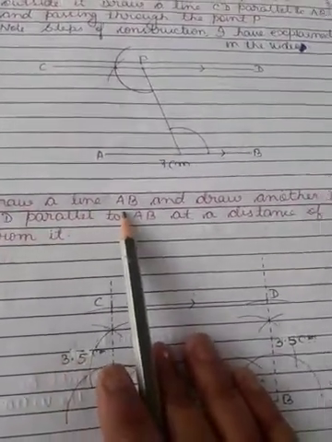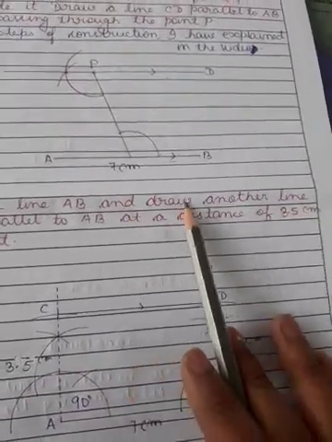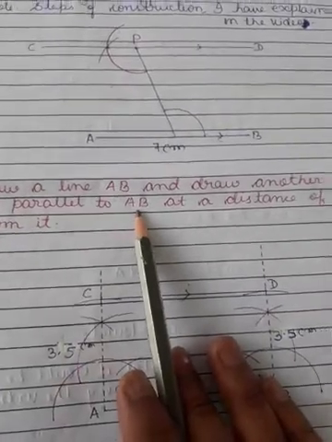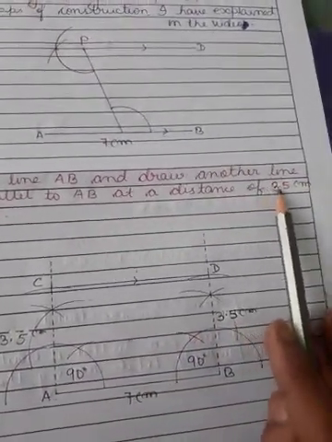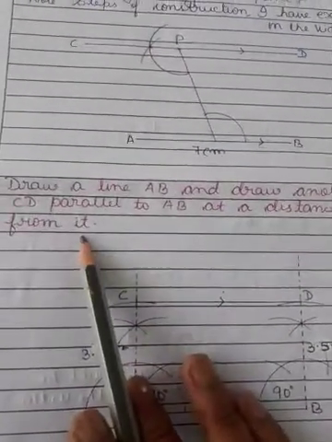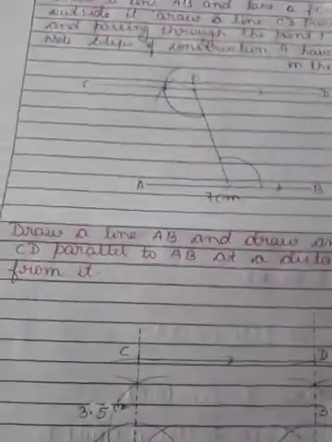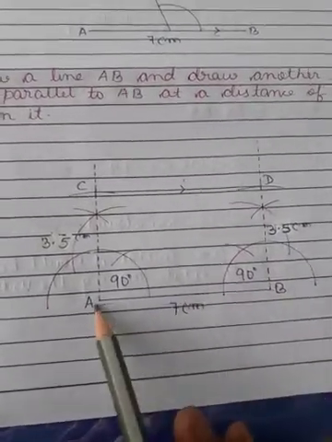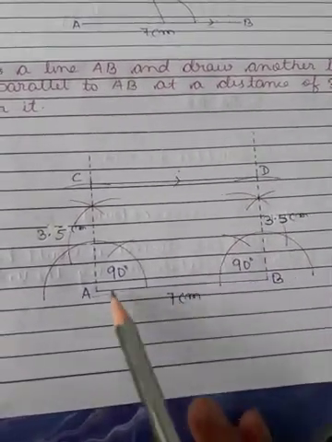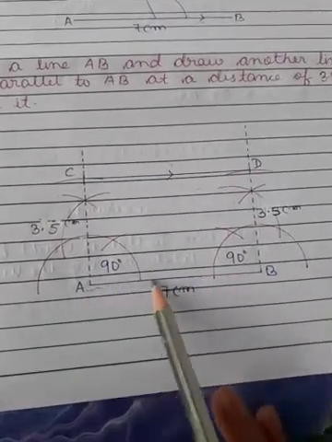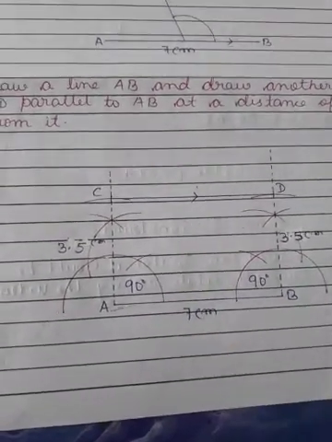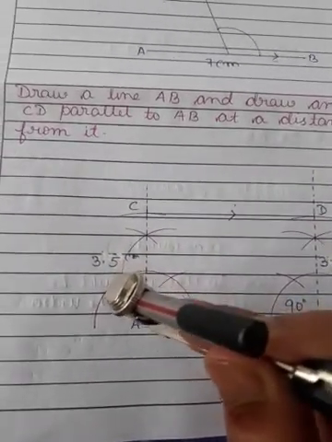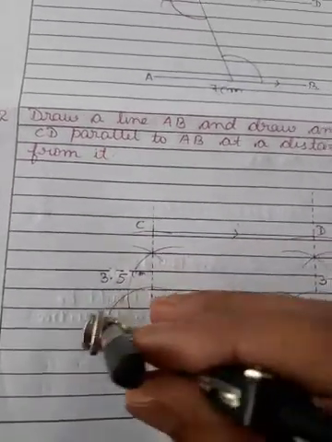Draw a line AB and draw another line CD parallel to AB at a distance of 3.5 centimeter from it. So once again, first of all, draw a line AB of any length. I have taken 7 centimeter. Draw a line with the help of a scale. You draw one line of 7 centimeter, and at point A you will make a 90 degree angle.